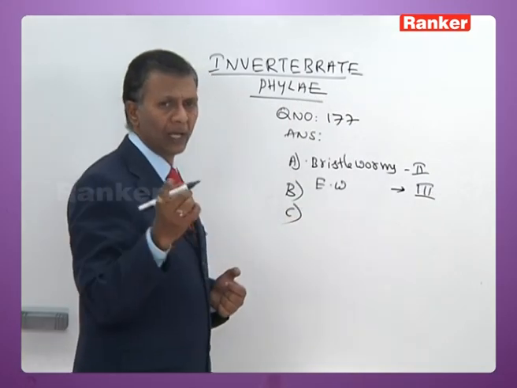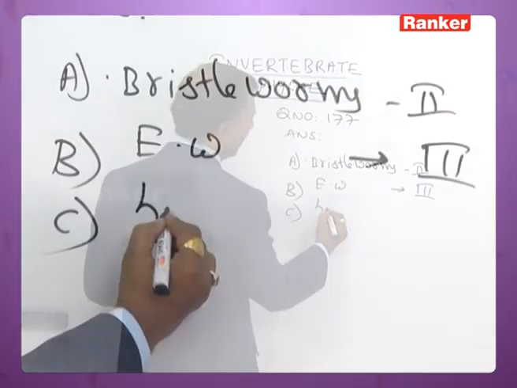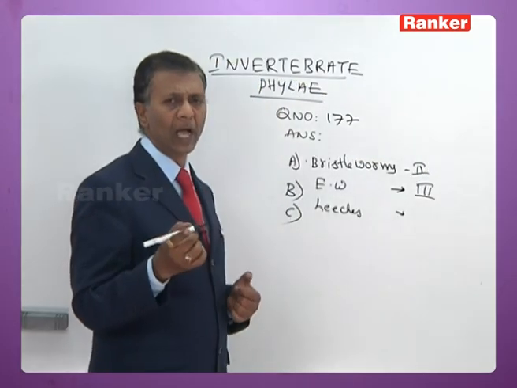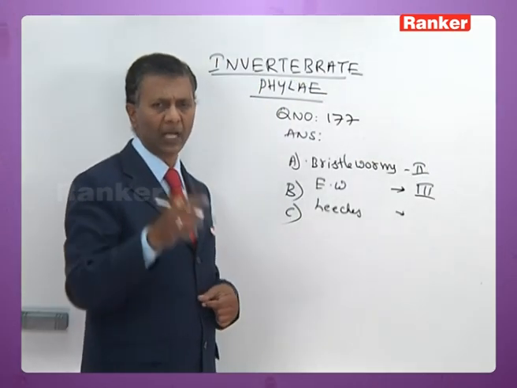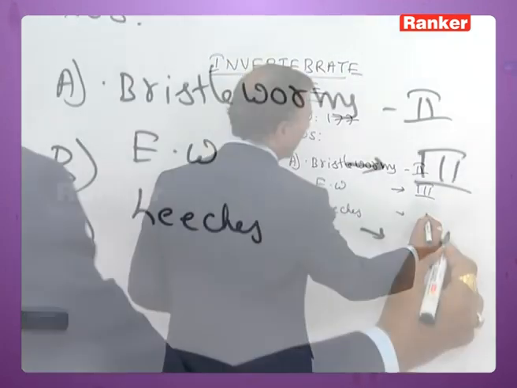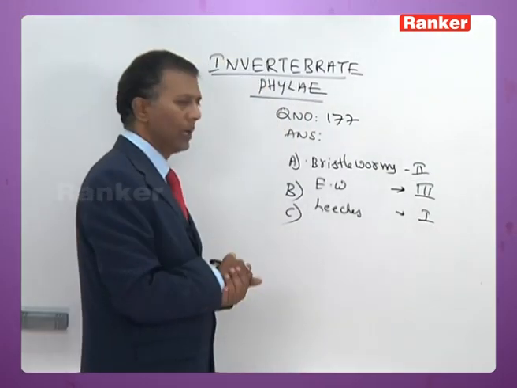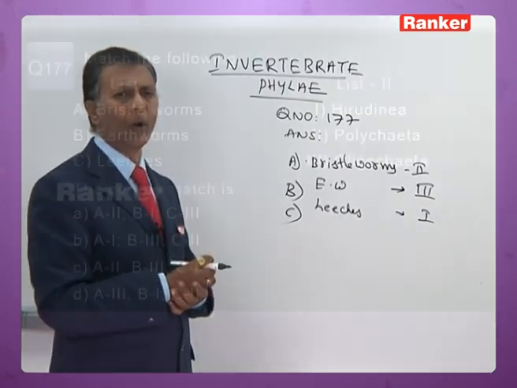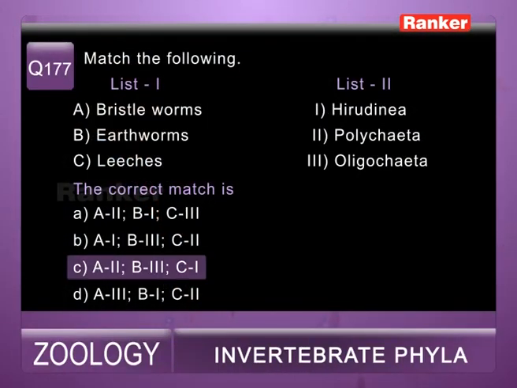C. Leeches. Leeches belong to Hirudinea, class Hirudinea. So first option is correct. So A2, B3 and C1. So C option is correct here. 177th question correct answer is C.